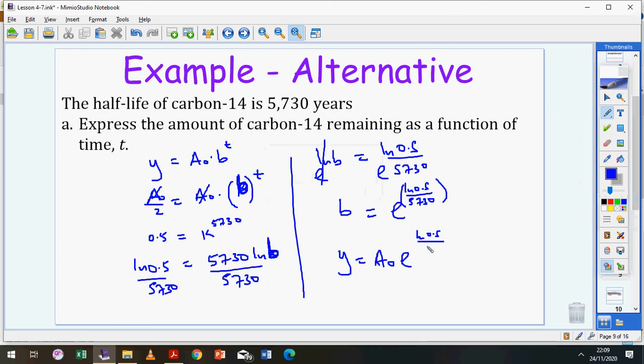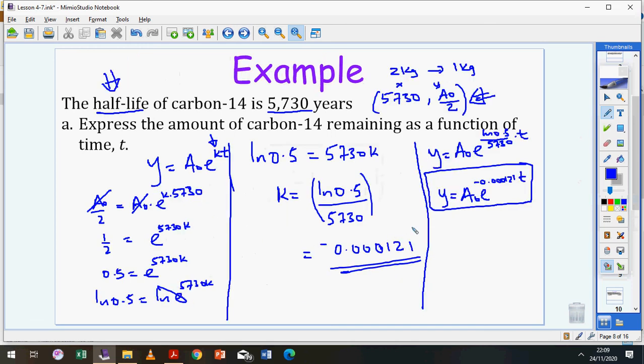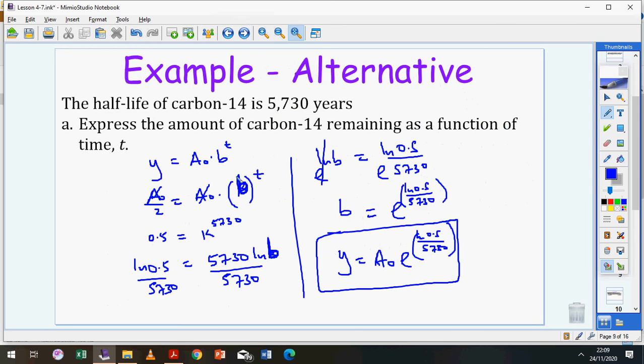And I hope you can see that this equation is the exact same equation as what I had previously, this one right here. So those are two alternative ways to figure this out, and you can use whichever one is more convenient for you.